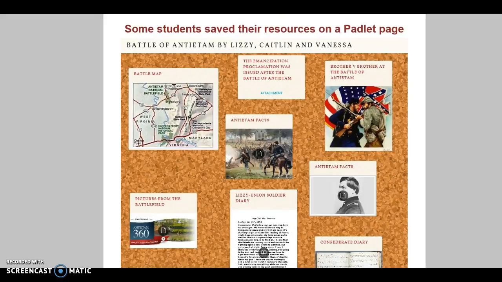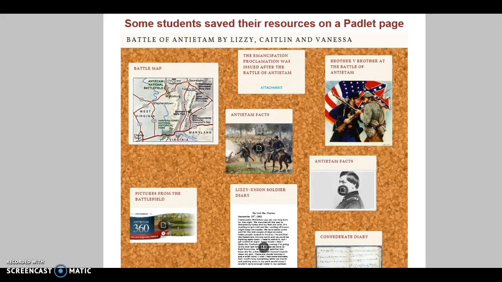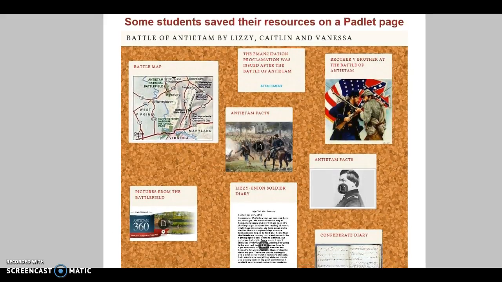Some students used a Padlet page to keep their stuff together. See, Lizzie here even put her Civil War diaries on here. We also had a Wall Wisher, a Padlet page for each period, each day up on the smartboard that the students could use to post resources that they found that they thought might interest others.